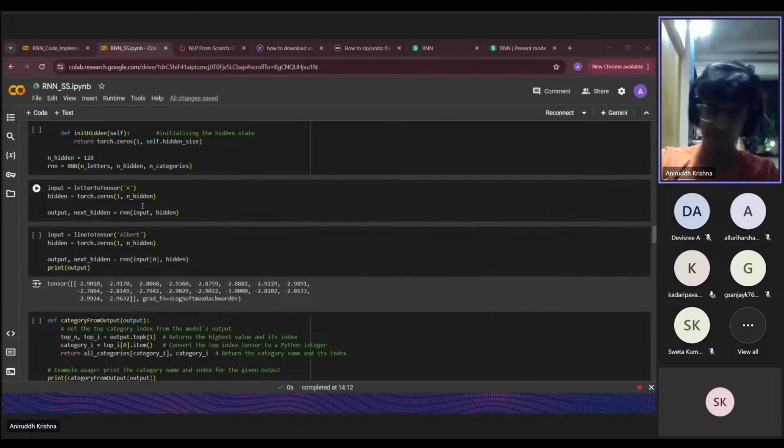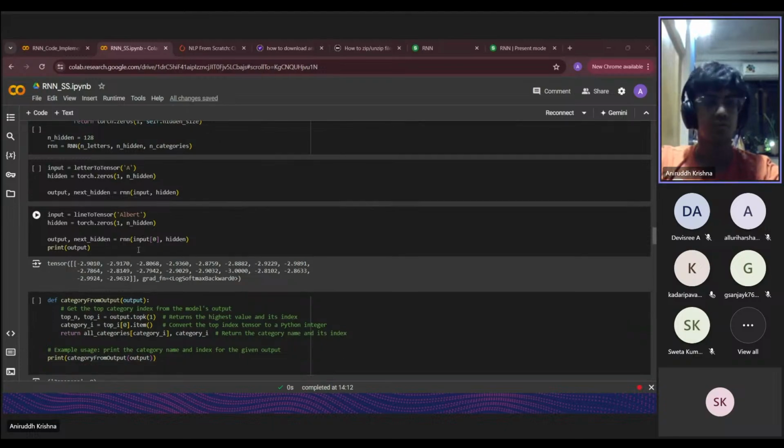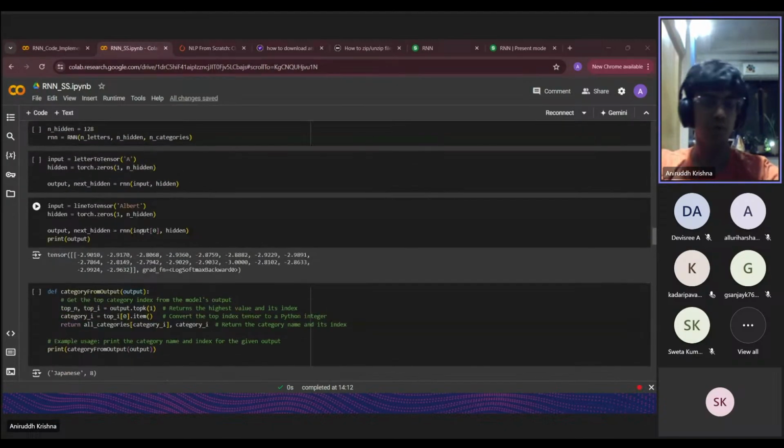And similarly, if I want to convert this word Albert into a tensor, it will give me 3 dimensions. The hidden would be torch.zeros(1, n_hidden), obviously. And the output, next_hidden I will again put through the RNN that I formed and print that accordingly. So now it will give me the values relating to each. That's what this practically is. This is just to print, just to give an idea.